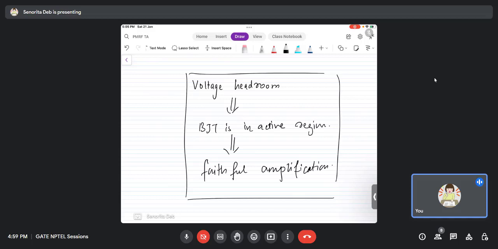This is important for your theory as well as your objective type questions. They can give you waveforms at the output, and one of the waveforms might be clipped, and you need to identify whether clipping will happen or not, whether voltage headroom is satisfied or not. There are more questions in Razavi's book. I think an exercise there should be there. Please solve it so that your concept becomes clear.